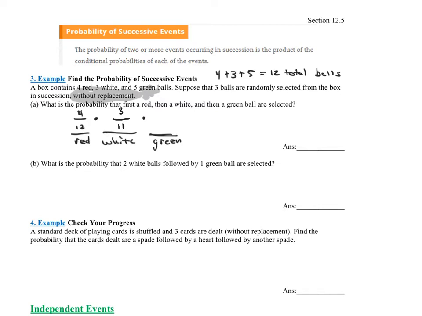Now I've pulled a white ball out of there. There was 12 balls. I pulled the red. There was 11. I pulled the white. So now there would be 10 balls left in the bag. I've pulled a red and a white, so all the green balls are there. So there's still 5 green balls left.